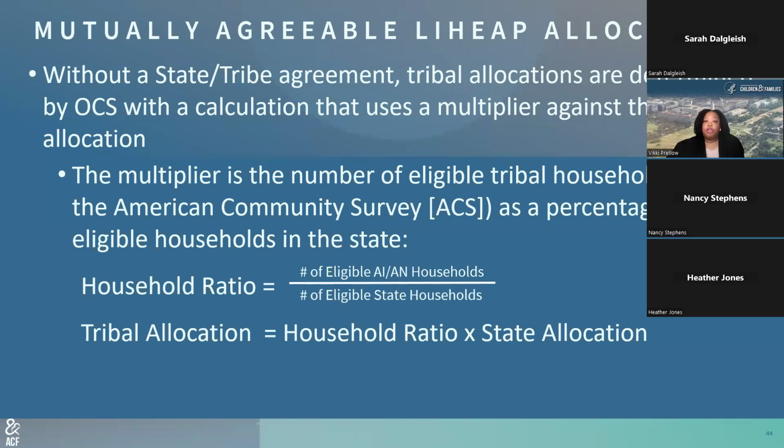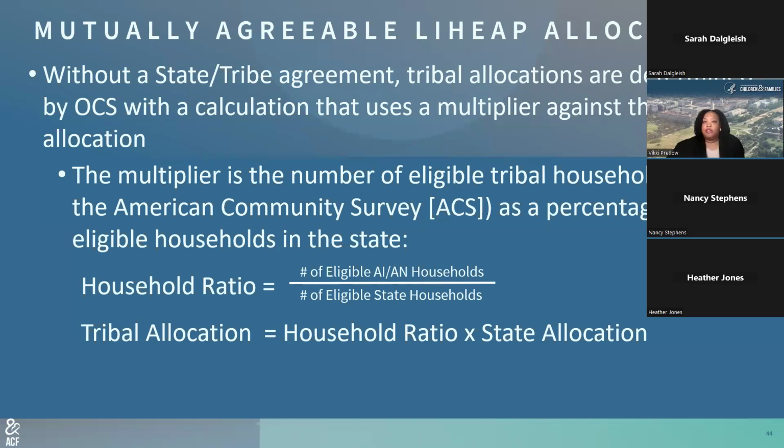So for example, just using simple round numbers, if there are 1,000 eligible tribal households, according to the ACS, and there are 100,000 eligible state households, we divide 1,000 by 100,000 to get 0.01 or 1%. And if the state's allocation is $2 million, then we multiply that amount by 0.01, and that gives us the tribe's allocation of $20,000.